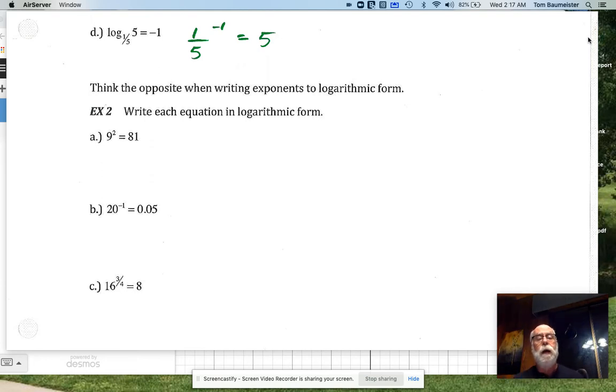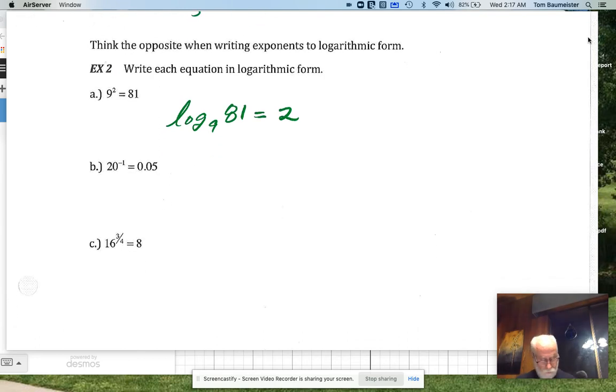So on this one here, example 2, write each equation in logarithmic form. Again, just think this base. What was my base? On this one here, it's 9, right? To this power, that would go there. And then we would put the 81 there. And you can always look, does 9 squared equal 81? Yes. All right. So we're going to do the same thing for the other ones.